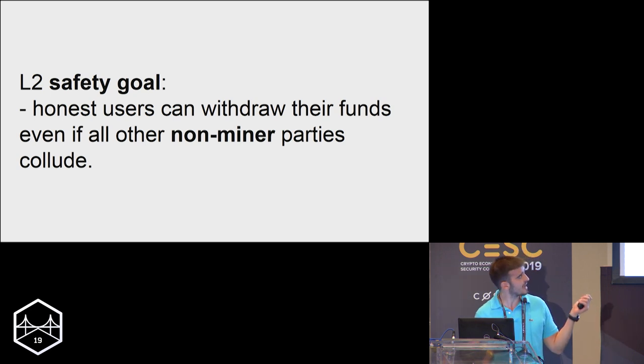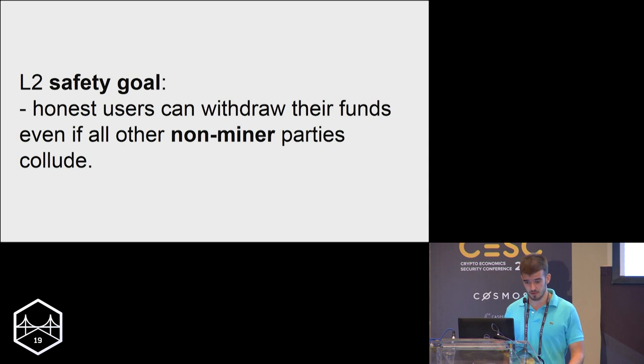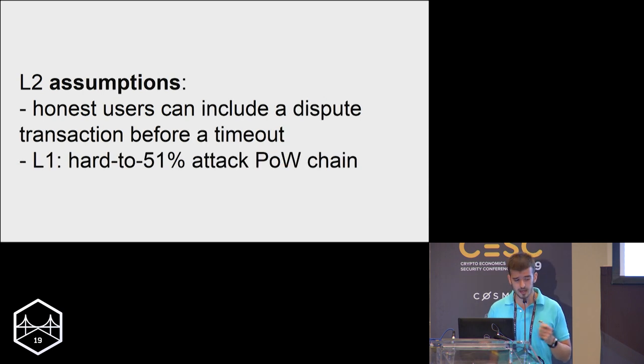And there is an attack on the systems which I will describe before the end of the talk. And the assumption is this. The main assumption is that you can include this dispute transaction before some timeout.